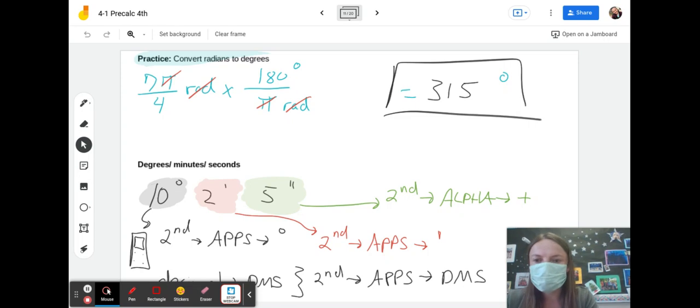Okay, so we're going to go ahead and pick up where we left off. We're going to talk about how to change degrees, minutes, seconds into decimal form.